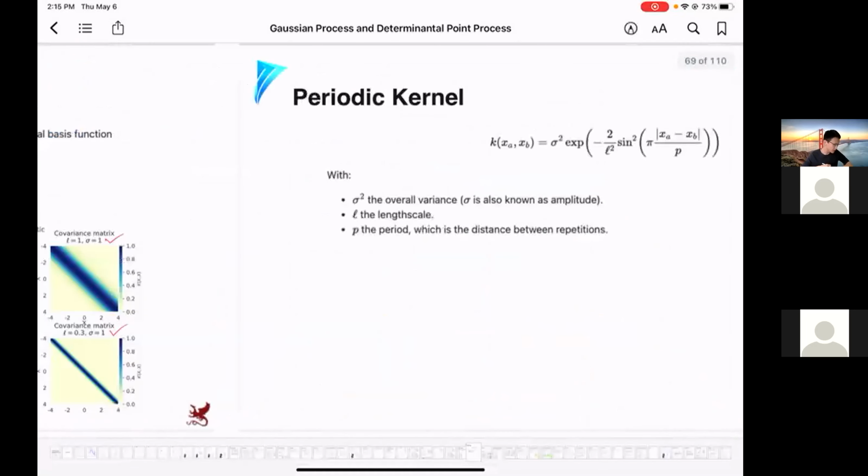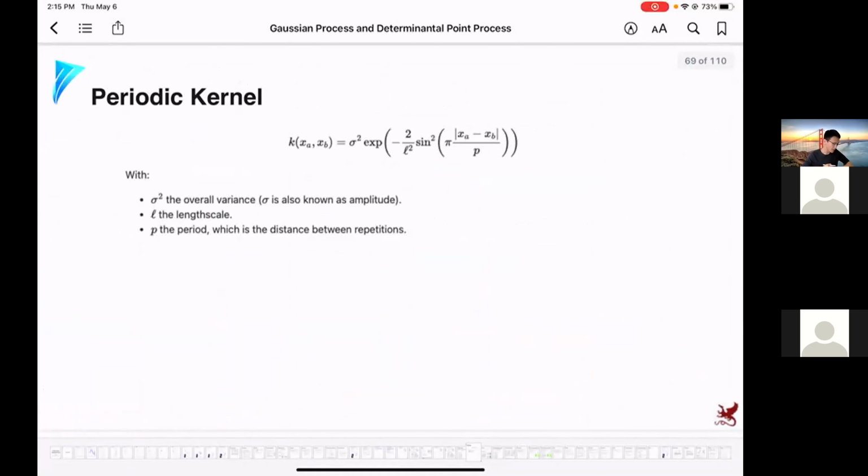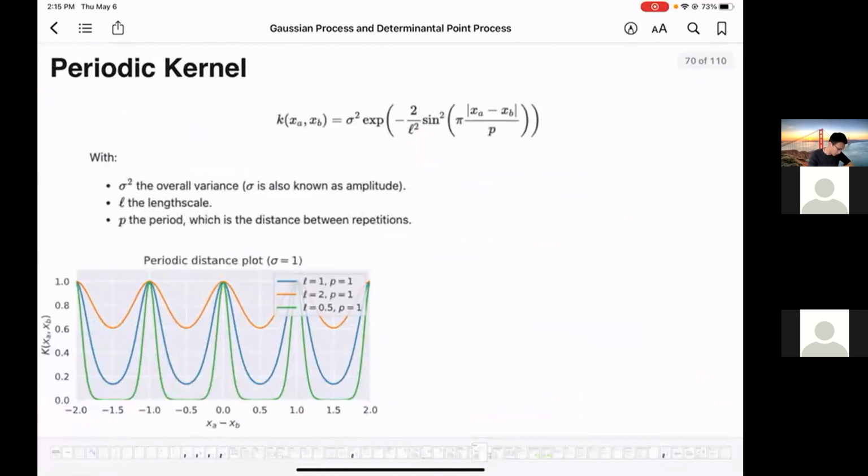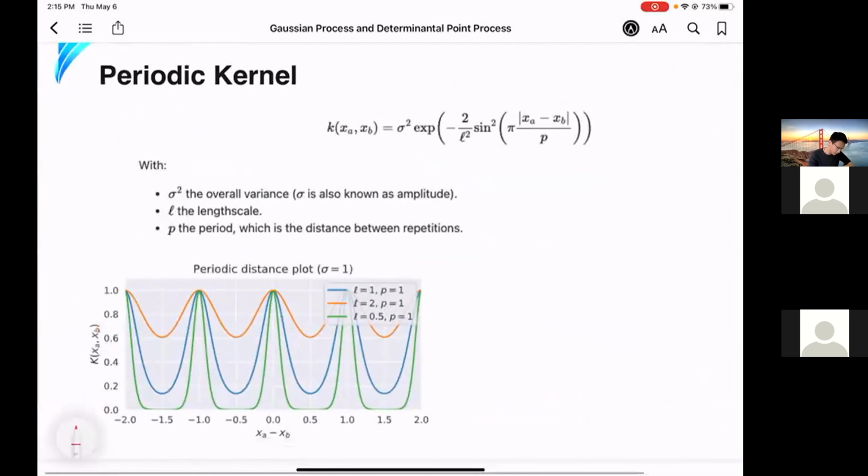Compared to the Gaussian kernel, I gave this periodic example last time, but I didn't tell you the specific form. Here is a very different kernel, where it involves these sine functions. Although we are also taking the difference between two input points, xa and xb, we put it inside this sine function. So the kernel itself will be very different. Even if two points are far away from each other, they can still have high influence on each other.